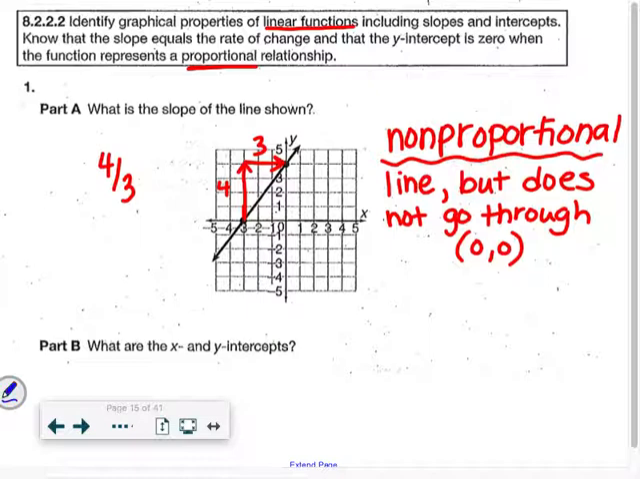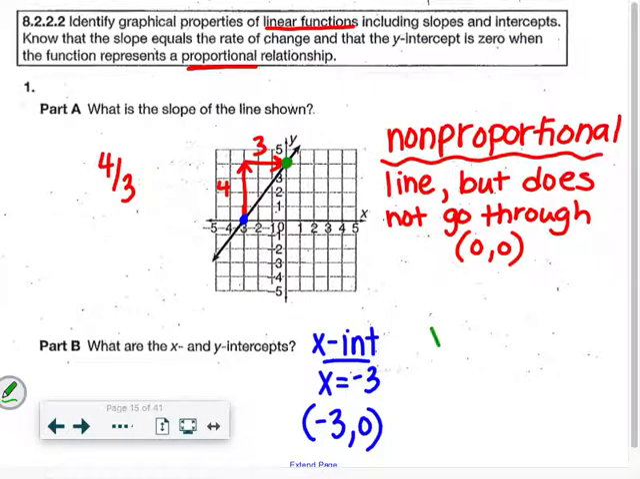What are the x and y intercepts? Well, the x-intercept would be -3, because that's where the graph crosses the x-axis. So x-intercept is x equals -3, or as an ordered pair, that would be -3, 0. The y-intercept, where it crosses the y-axis, is at 4. So the y-intercept is y equals 4, or as an ordered pair, 0, 4.